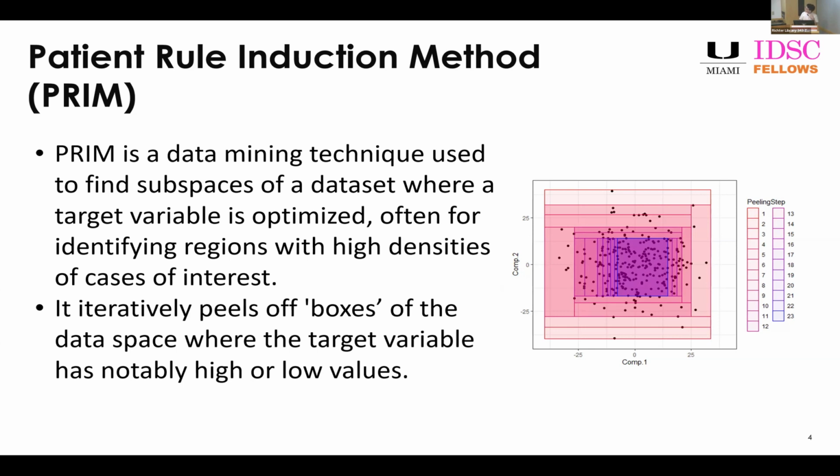And the algorithm has two steps. I'll introduce the most important step here and leave the others. It's called the peeling step. It iteratively peels off boxes of the data space where the target variable is not at really high or low values. And here it is definitely high values of density. This picture shows clearly the peeling and peeling, and in the end you end up with a relatively small region with high density data points.